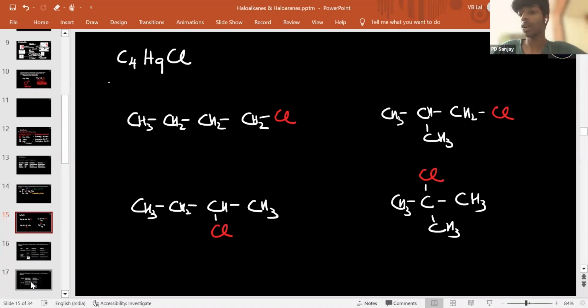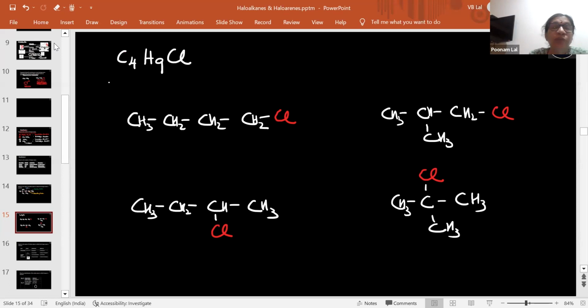Ma'am, we can fill the hydrogen in all 4. Yes, please fill. If you don't fill also, it's okay. If you know how to fill, that is good enough. I'm not looking at the hydrogens. The purpose here is to identify a primary, secondary, or tertiary alkyl halide.